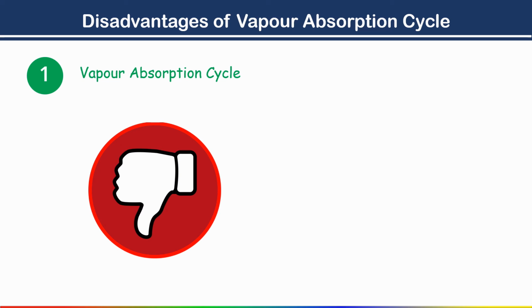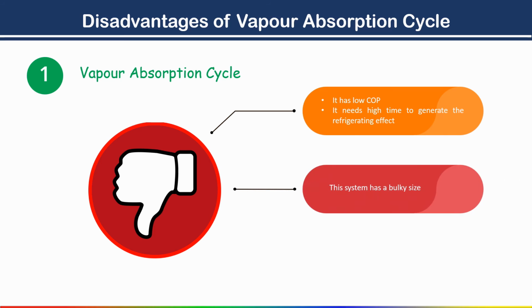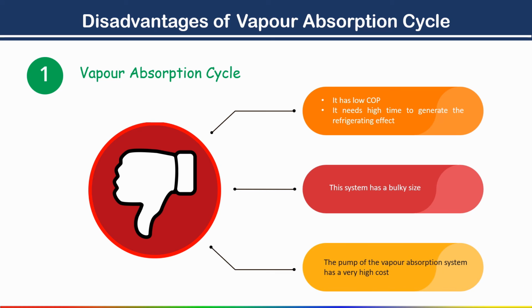Then some disadvantages are also given here. It has a low coefficient of performance and it needs a long time to generate the refrigerating effect. This system has a bulky size, because here we are using a few more components, the generator and pump. That is why the system is bulky, and the pump of the vapor absorption system has a very high cost. So these are the disadvantages.